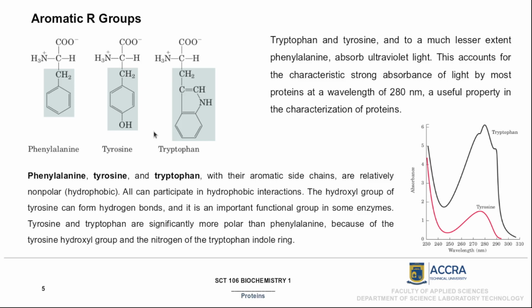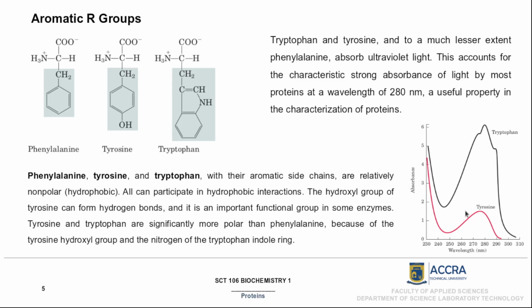Tryptophan and tyrosine, and to a much lesser extent phenylalanine, absorb ultraviolet light, and this accounts for the characteristic strong absorbance of light by most proteins at a wavelength of 280 nanometers. This is a useful property in the characterization of proteins. So you see the absorbance spectra of tryptophan and tyrosine here. You see the optimum absorbance of tryptophan and tyrosine occurring at a wavelength of 280 nanometers.